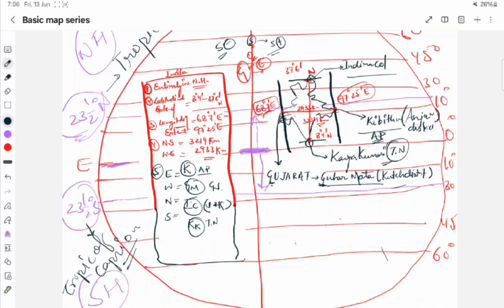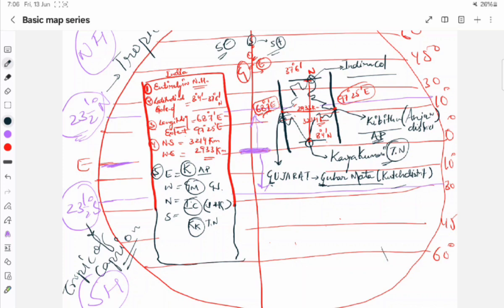Later on we have seen the northernmost, southernmost points, and the easternmost and westernmost points. Keep these things on your fingertips. Again and again I'm saying, keep these things on your fingertips. The westernmost point is Guhar Mota, Kutch district, Gujarat. The easternmost point is Kibithu, Anjaw district, Arunachal Pradesh. The northernmost is Indira Col. Then southernmost is Kanyakumari, Tamil Nadu.